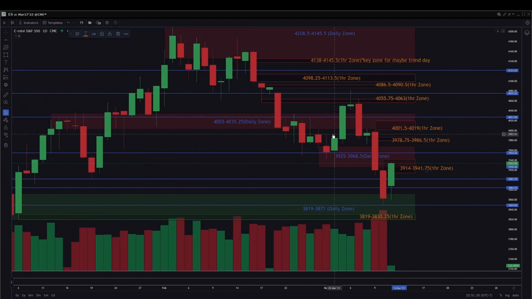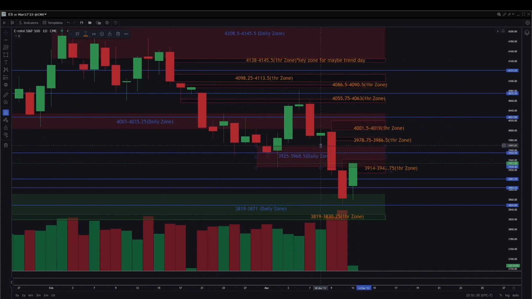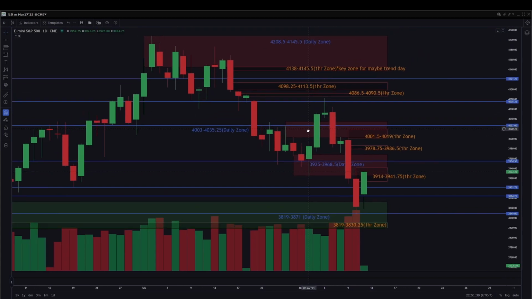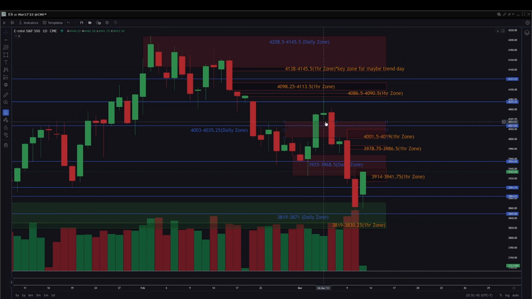But as we're doing this video, I am going to change a few things. I do see a few different things we can look at right now. I'm going to change this daily zone, so I can get rid of this hourly zone. And this daily zone was created. Get rid of this resistance. As you guys can see, this one right now.